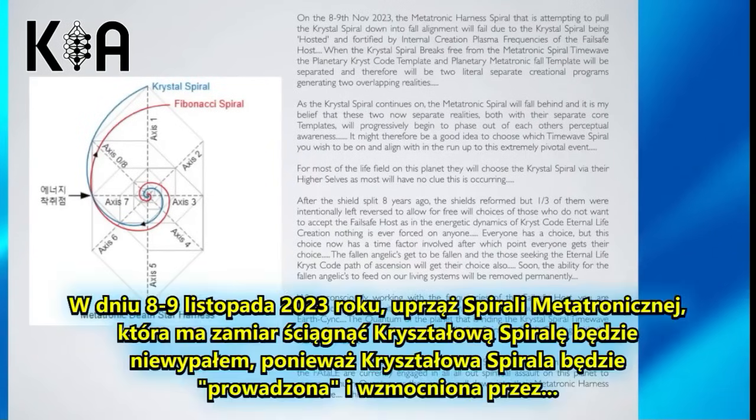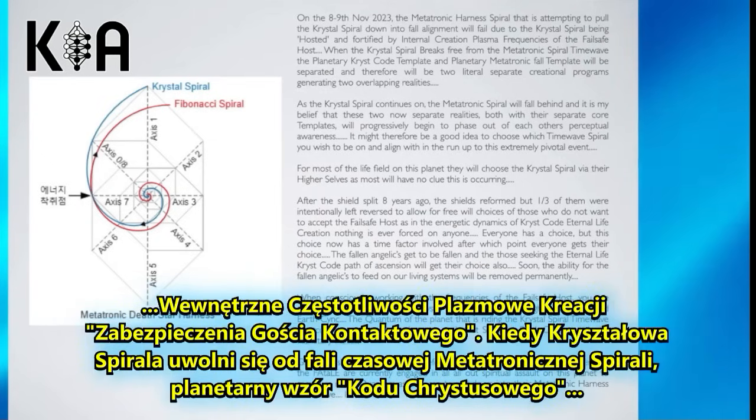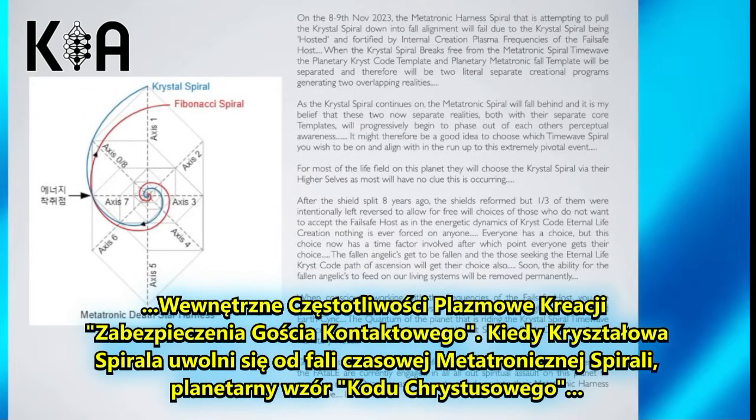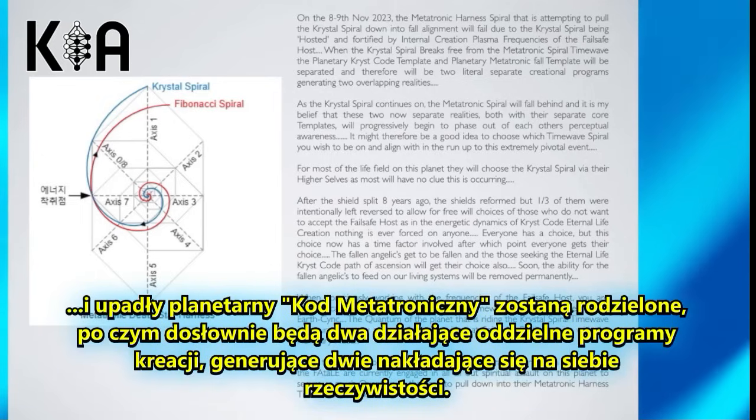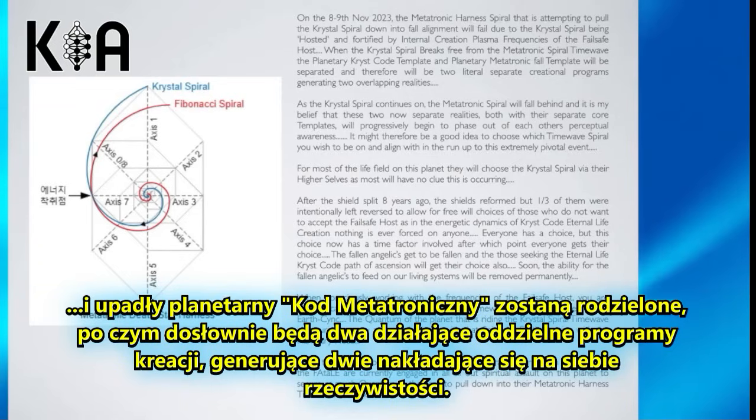So, on the 8th and 9th of November 2023, the Metatronic harness spiral that is attempting to pull the crystal spiral down into full alignment will fail, due to the crystal spiral being hosted and fortified by internal creation plasma frequencies of the failsafe host. When the crystal spiral breaks free of the Metatronic spiral time wave, the planetary Christ code template and planetary Metatronic fall template will be separated, and therefore will be two literal separate creational programs generating two overlapping realities.